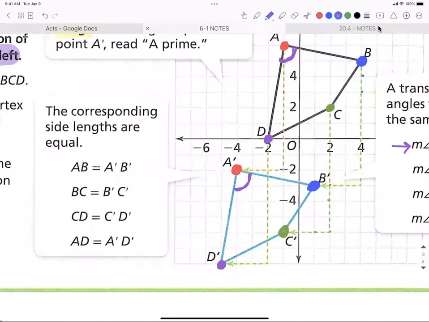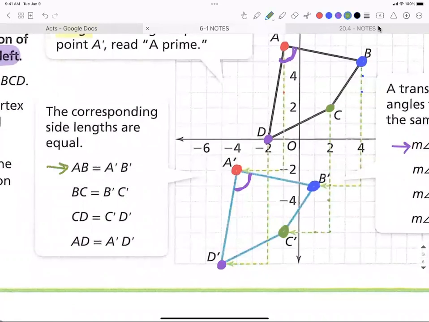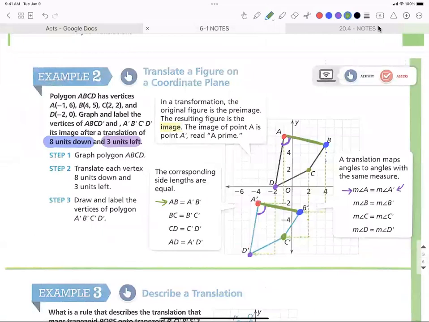Side length AB, I'll do that in green right here. Side length AB is this side length right here on the original. On the prime, it's in the same spot. Notice that they equal each other. Side lengths are the same. Angles are the same. Everything's the same. Okay? Sound good? All right.